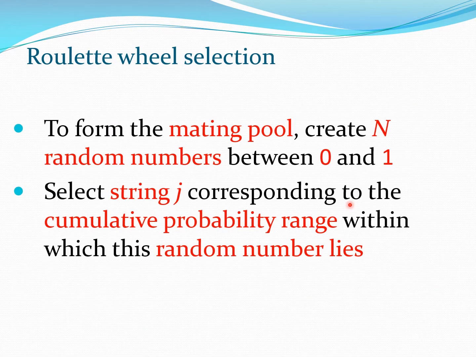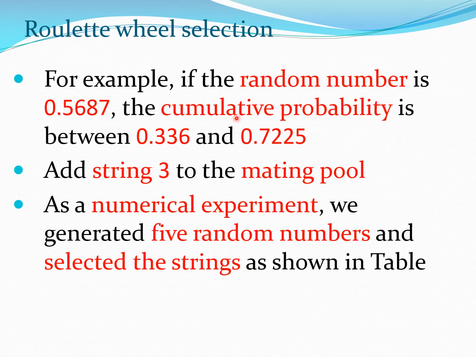Now to form the mating pool, we create n random numbers between 0 and 1. And then we select string j corresponding to the cumulative probability range within which the random number lies. So again, this will become very clear using an example. So let us say we create a random number and this comes out to be 0.5687. Now if we look at this and the cumulative probabilities in the table mentioned previously, this number lies between 0.336 and 0.7225. So this range corresponds to string 3. So what we do is we pick string 3 and add it to the mating pool.